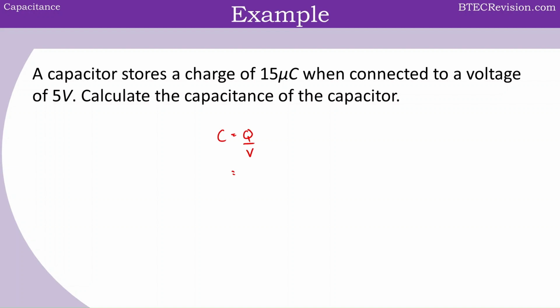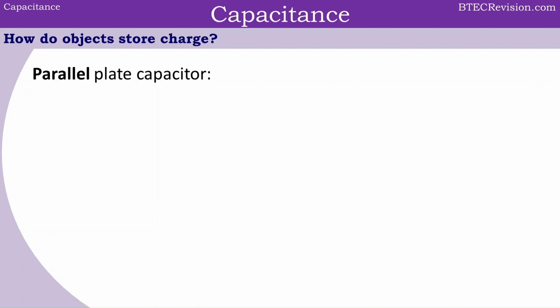We know the charge is 15 microcoulombs, which is 15 times 10 to the power of minus 6 coulombs, divided by the voltage of 5. And if we work this out, we should get a value of 3 times 10 to the power of minus 6 farads. And we know 10 to the power of minus 6 is micro. So we can rewrite this as 3 microfarads.